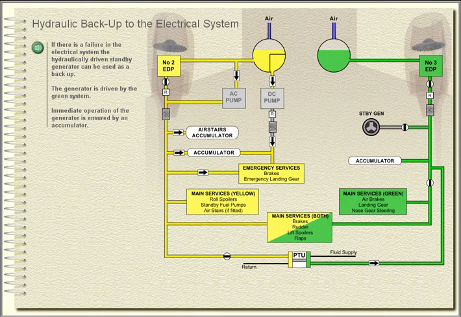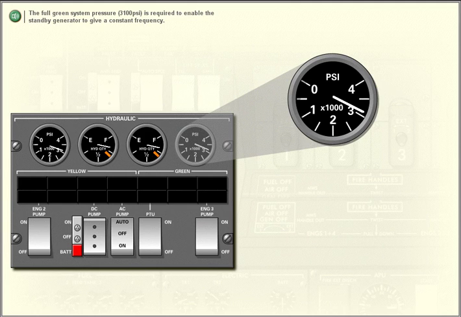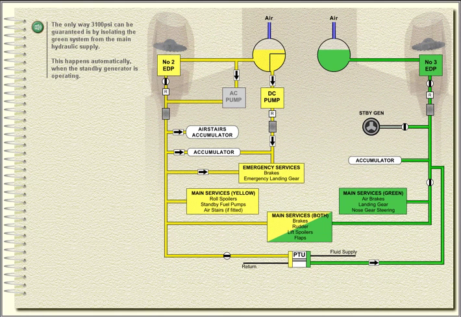The generator is driven by the green system. Immediate operation of the generator is ensured by an accumulator. The full green system pressure, 3,100 psi, is required to enable the standby generator to give a constant frequency. The only way 3,100 psi can be guaranteed is by isolating the green system from the main hydraulic supply. This happens automatically when the standby generator is operating.